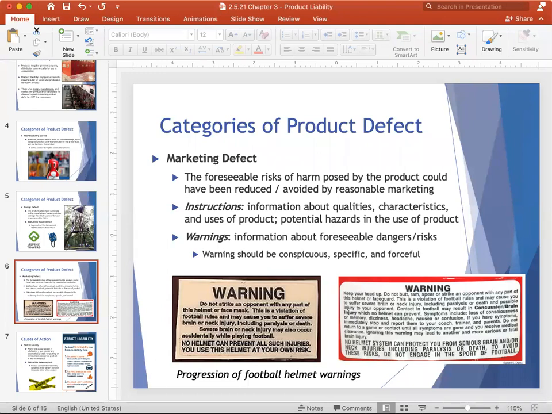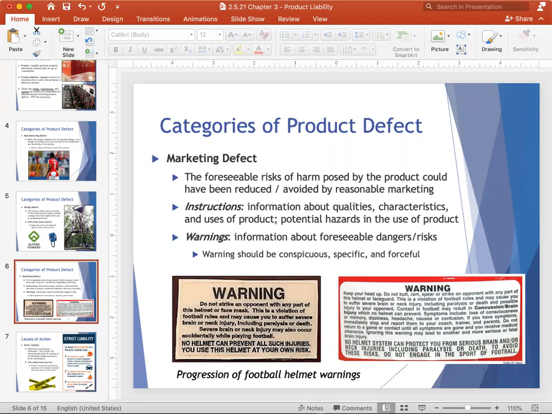When considering what should be included in the marketing materials of a product, it should include both those instructions and warnings. So the manufacturer should provide the user with general information about the qualities, characteristics, and intended uses of the product. The objective of these instructions is for the user to be able to avoid injuries from this information. Adequate instructions on how a product is to be used should be included, as well as information about potential hazards that may occur during use of the product.